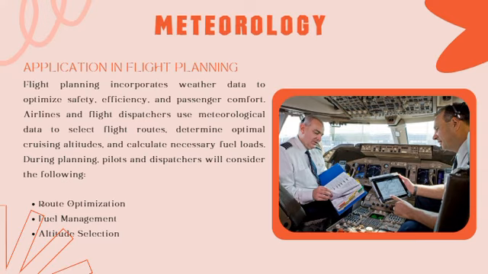Route optimization. Pilots avoid routes with severe weather by choosing alternative paths with better conditions, which saves time and fuel. Fuel management. Weather forecasts help estimate the amount of fuel needed for the trip, including additional fuel to accommodate potential delays or rerouting due to adverse weather. Altitude selection. Pilots choose altitudes to avoid turbulent zones or to minimize headwinds and maximize tailwinds, making the flight more efficient and comfortable.